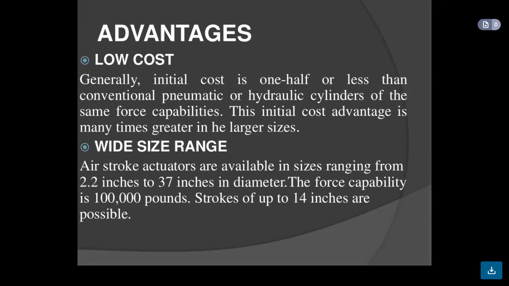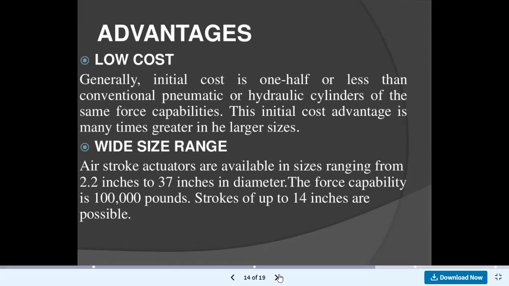If we see the advantages, low cost is the big advantage of this air type suspension or gas type of suspension. Generally, initial cost is 1/2 or less than conventional pneumatic or hydraulic cylinders of the same force capability. This initial cost advantage is many times greater in the larger sizes. The next is wide size range. Air stroke actuators are available in sizes ranging from 2.2 inches to 37 inches in diameter. The force capability is 1 lakh pounds. Strokes of up to 14 inches are possible.